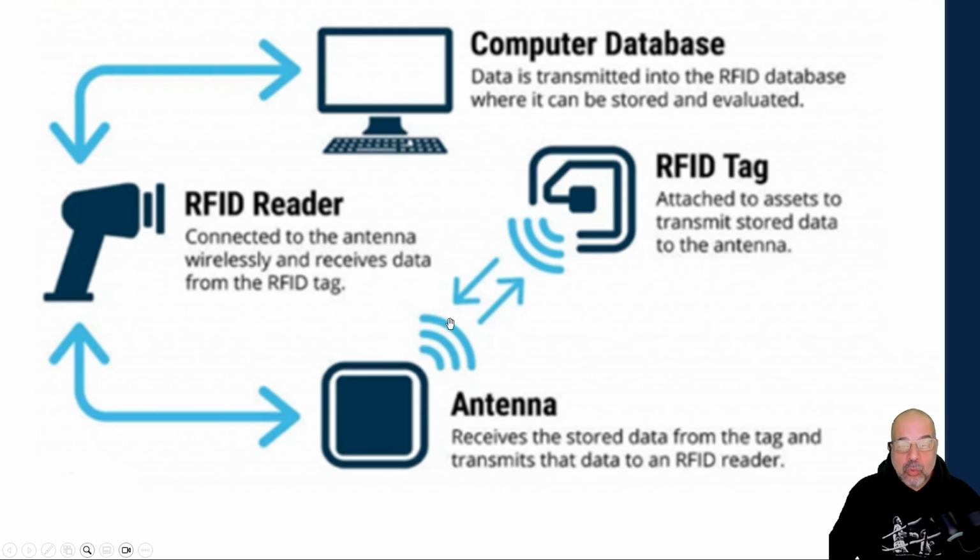Now here, this antenna is transmitting a radio frequency which energizes the RFID tag and sends the data to the antenna of the reader. The type of reader that you have, whether it's a handheld, whether it's a fixed device on a door, whether it's one which is in a warehouse and scanning multiple items or in a hospital, will then take that information, connect to the antenna wirelessly and receive data from the RFID tag. So it will get this information from the RFID tag to the reader. The reader will then send it to a computer database. Everything is linked to a database somehow, into the RFID database where it can be stored and evaluated.